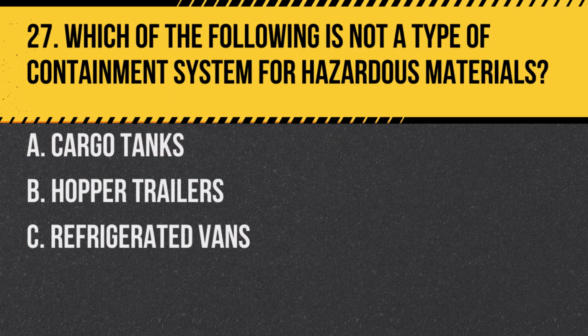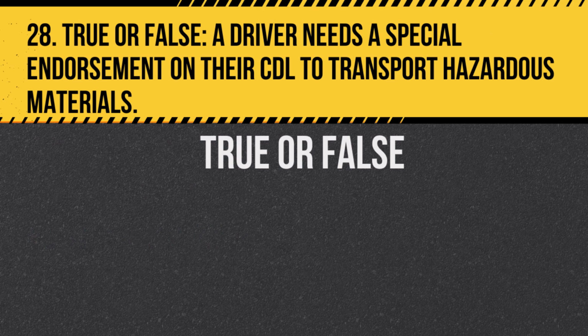Question 27. Which of the following is not a type of containment system for hazardous materials? A. Cargo tanks. B. Hopper trailers. C. Refrigerated vans. Answer. C. Refrigerated vans. While refrigerated vans can transport certain hazardous materials, they are not a specific containment system for them.